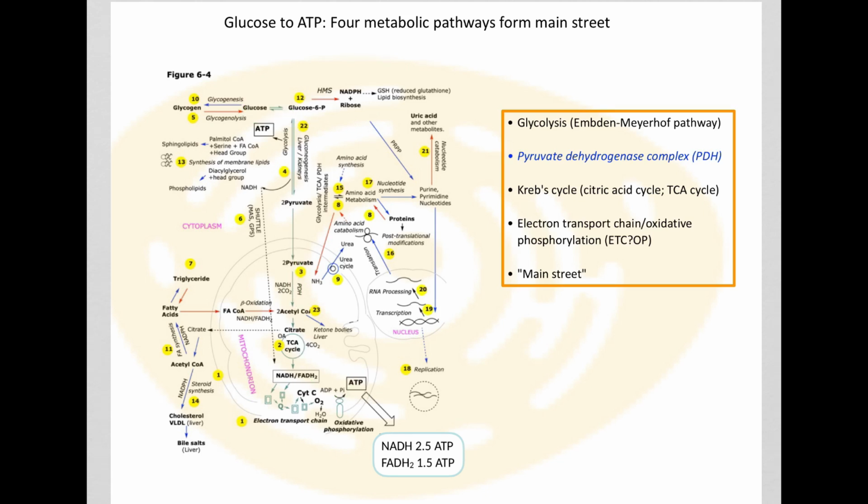So main street is composed of glycolysis, the PDH complex, Krebs cycle, and the electron transport chain coupled to oxidative phosphorylation. In the previous video, we talked about the first part, glycolysis. And today we shall focus on the second part, the pyruvate dehydrogenase complex.